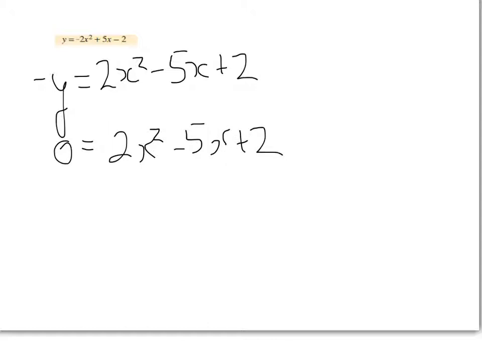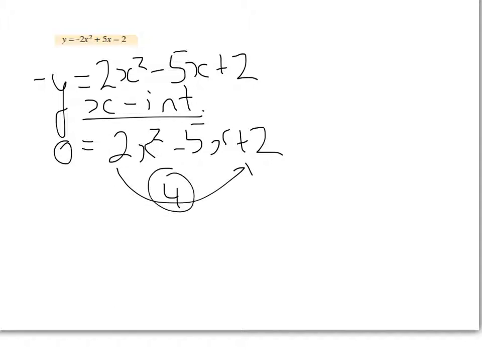Now, I've said y is equal to 0, which means that I'm finding the x-axis, the x-intercept. I'm going to go 2 times 2, and that gives me 4. What I'm really looking for is a number that will multiply to 4. And you see there, the sign there, it's positive. So a number that multiplies to 4 that has a sum of 5. Now that number will be 4 and 1.